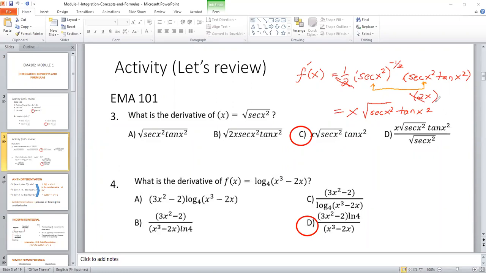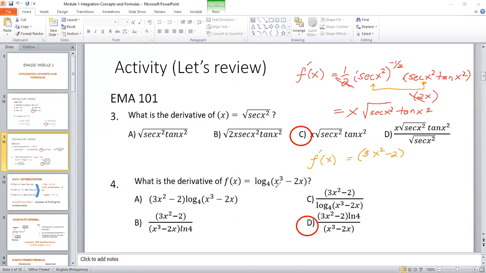So you have this as the answer. Now, for number 4, if you get the derivative of the log, so f prime of x, what's the derivative of the log? You get first the derivative of this one, so that would be 3x squared minus 2. And then ln of the base of the log, based on the formula.